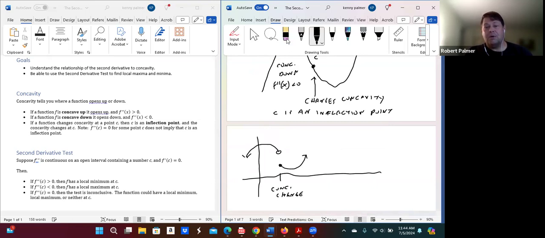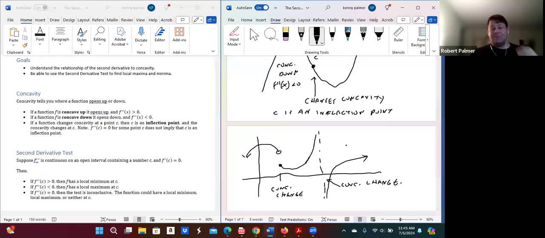Okay. Let me do that again because I want to continue this function onward. And you can also have something like this where it could change concavity as well. So here you'd also have a concavity change. Concavity can also change where the function is not continuous or we have an asymptote.